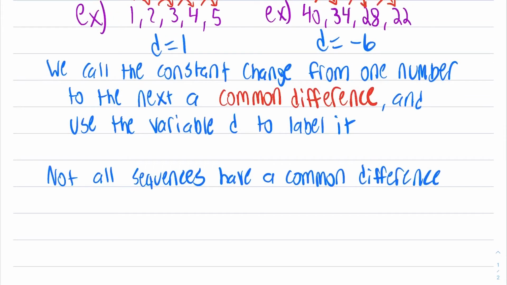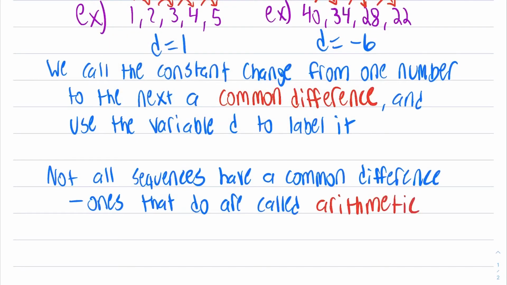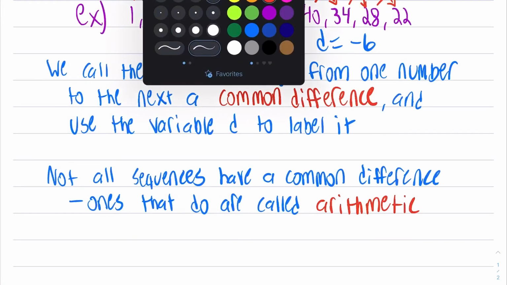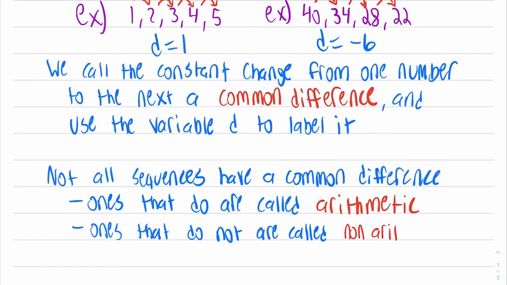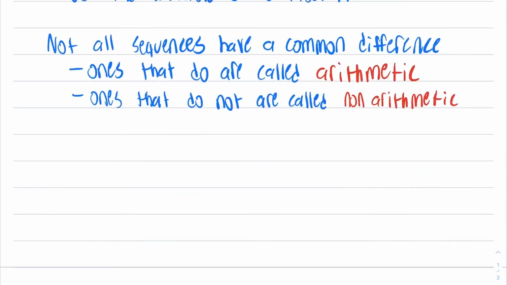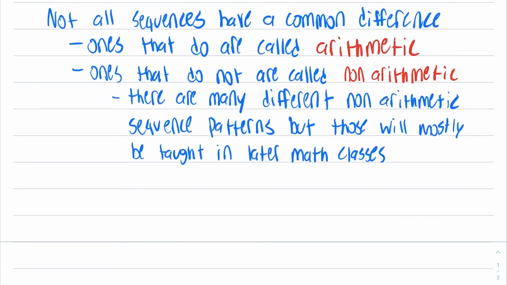Not all sequences are going to have a common difference, but if it does, then we're going to call it arithmetic. Sequences that don't have a common difference are called non-arithmetic, and there's actually a whole lot of different types of non-arithmetic sequences. You'll learn more about those in other math classes.